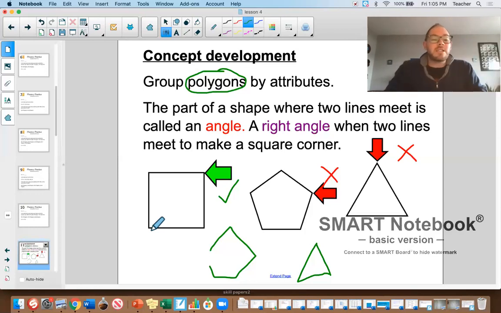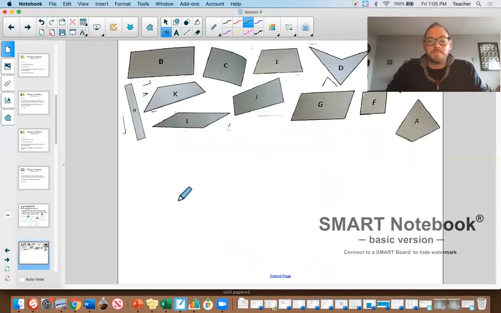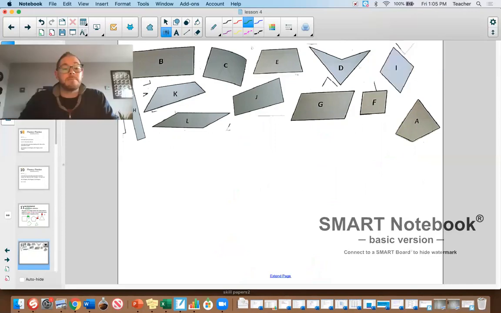All right, let's go to our next slide. And today we are going to be looking at all these shapes. And I'm going to be moving my little face over there into the corner. All of these shapes are polygons because they all connect together again. None of these shapes have an open space in their lines.